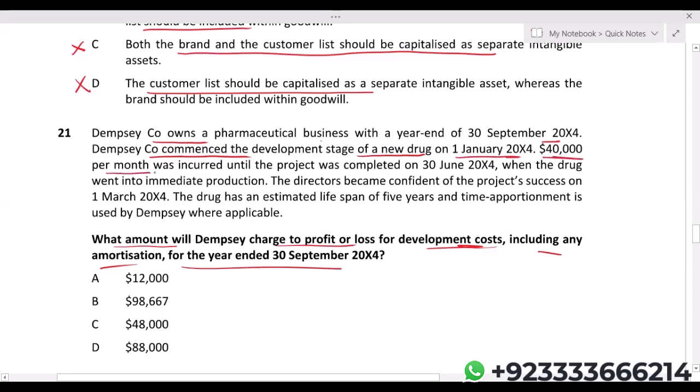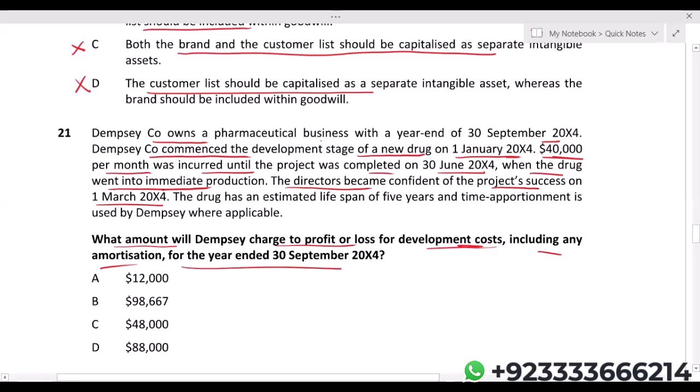$40,000 per month was incurred until the project was completed on 30th June X4. They started from 1st January X4 and went till 30th June X4. Per month they were spending 40,000. When the drug went into immediate production, the director became confident of the project's success on 1st March X4. It means before 1st March X4, they were not confident. It means we will start capitalizing these expenditures from 1st March X4 till 30th June X4.